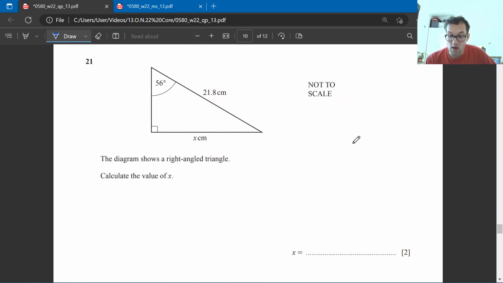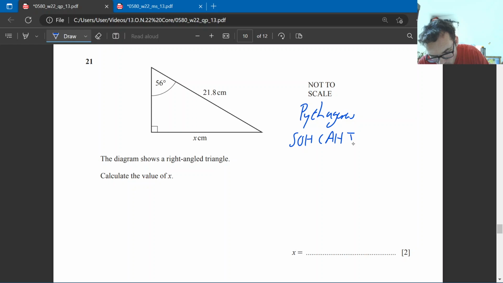Question 21. Remember what I said? Right angle triangle. Immediately you think Pythagoras or SOHCAHTOA. And this time there's an angle involved. They've given us an angle. So you know, right, we're not going to be using Pythagoras. It's going to be SOHCAHTOA. Let's label the sides. Right, opposite the right angle, that's the hypotenuse.